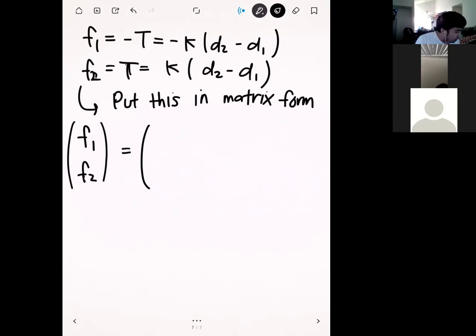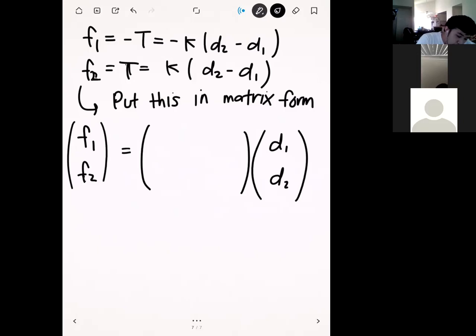And then for this guy, we need to express this in terms of D1 and D2. Right? And so we're basically just taking our system of two equations and two unknowns, and we're putting it in matrix form. So this is just like what we reviewed last week. Right? And so if we do that, we get the following coefficients.